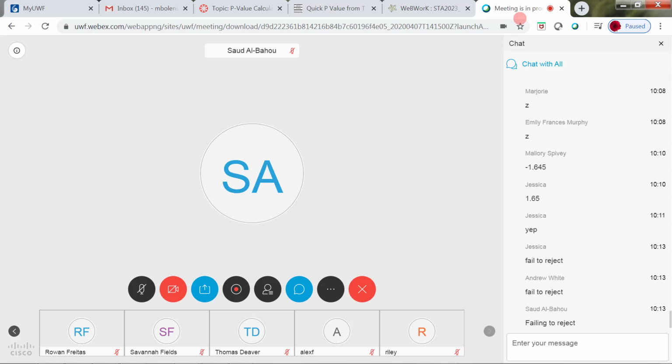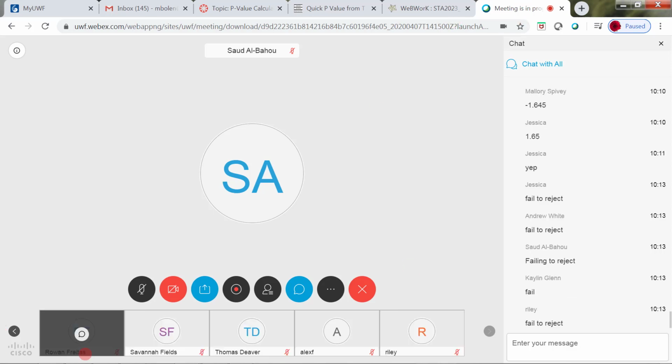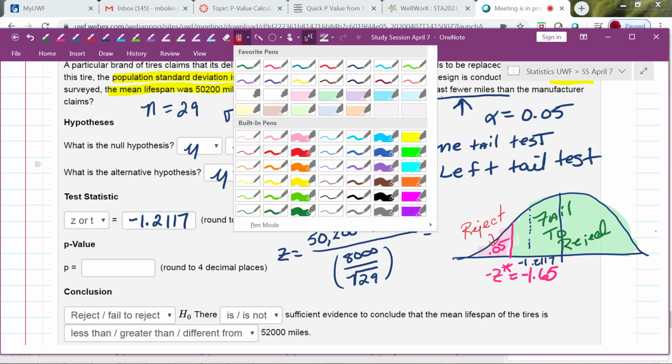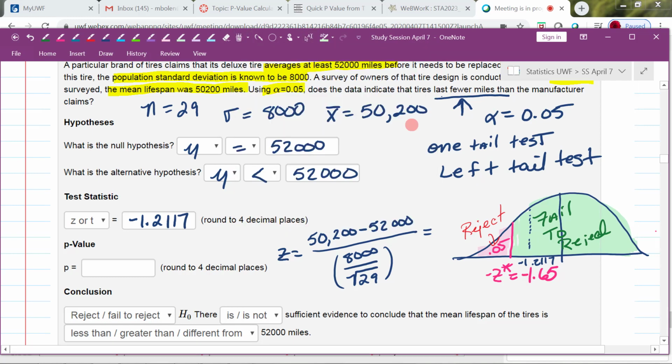Correct, Jessica. Very good. Excellent. Okay, so we shall fail to reject. And our p-value. Now our p-value, it's a one-tailed test, so it's the area underneath the curve from the test statistic to the closest infinity, in this case negative infinity, because it's a one-tailed test. So it's all of this area in here.